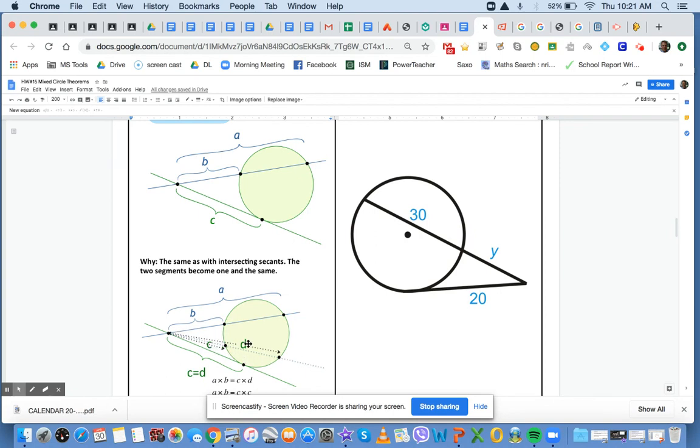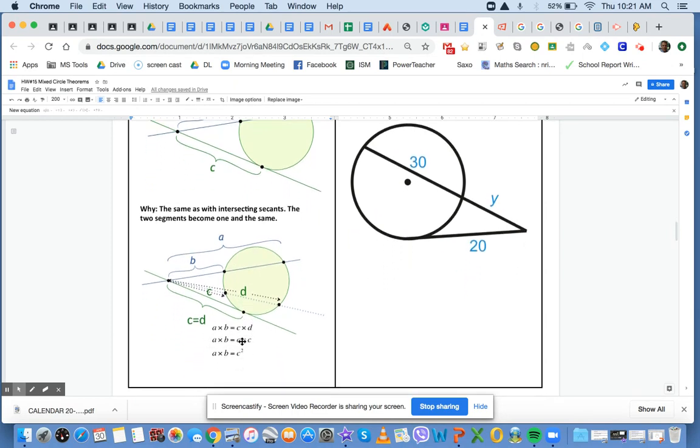However, as we move that secant out and it becomes a tangent, C and D become closer and closer together, the short and the long, until they become one. So instead of C times D, it's just C times C because they are equal. All right, C and D are equal, so we can say it's C squared.